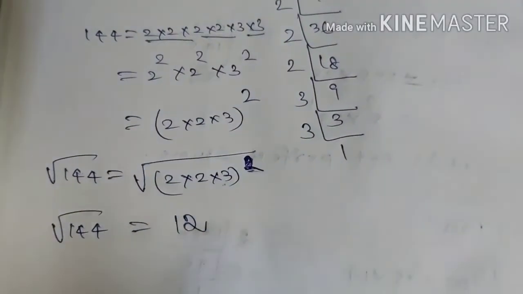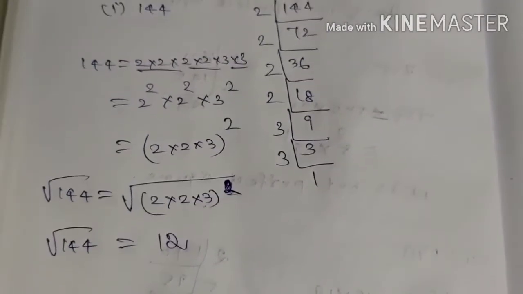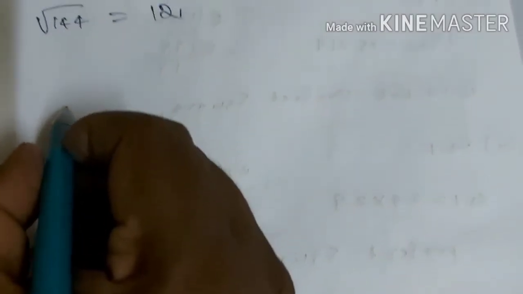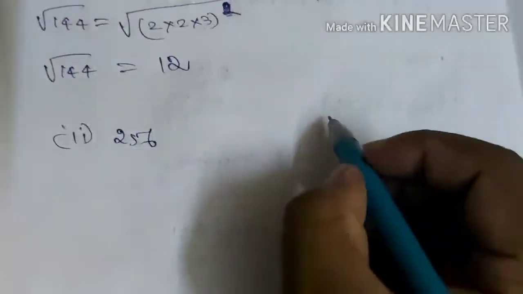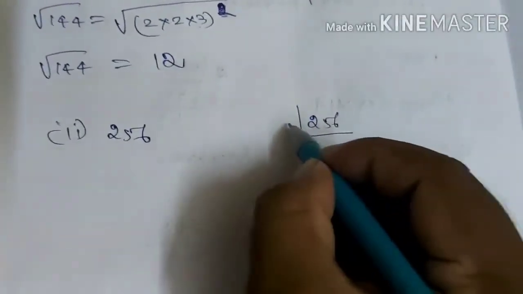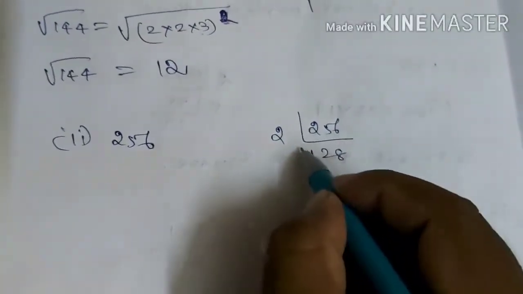So 12 12s are 144. Next sum: 256. In the same manner, take the LCM method.